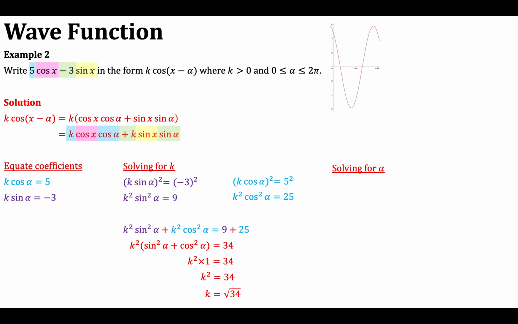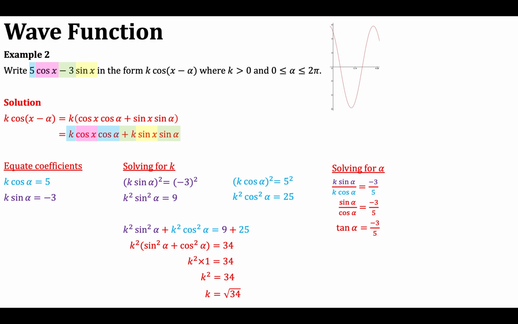We can now look at solving for alpha. So we can take each of our equations that we've come up with in here, and we can say that k sin of alpha over k cos of alpha is equal to negative 3/5. Remember, your k's here will simplify to 1, and sin alpha over cos alpha is equal to tan alpha.